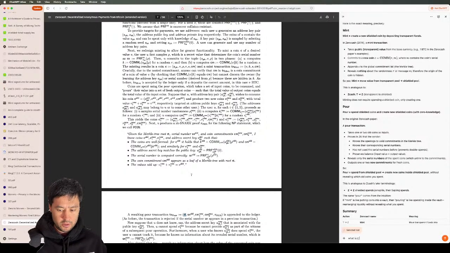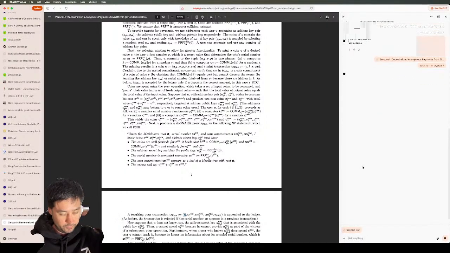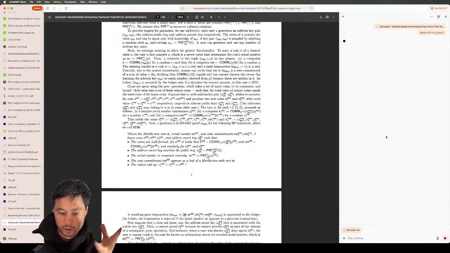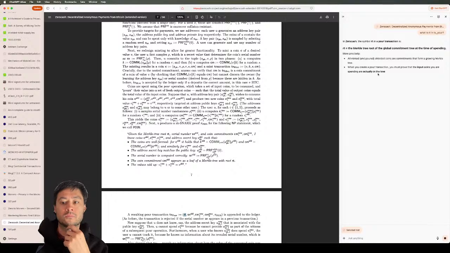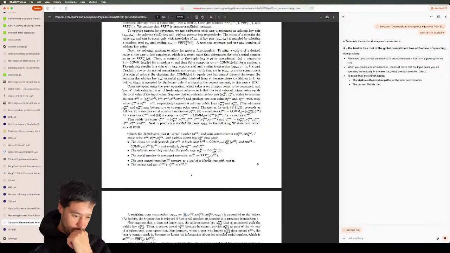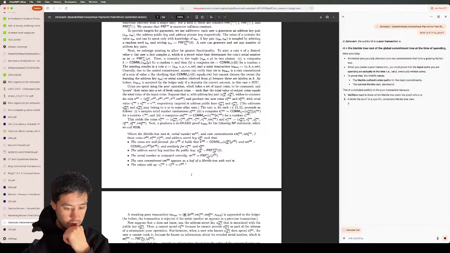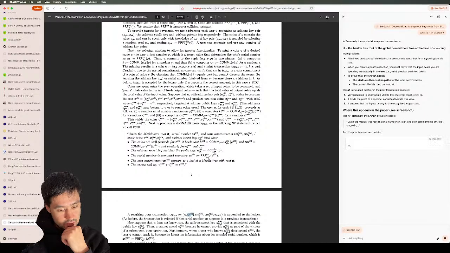What is RT in? I don't understand why they call it transaction poor. What does it mean? Oh, the root of the Merkle tree, right? So you use that Merkle tree root to spend that serial number.